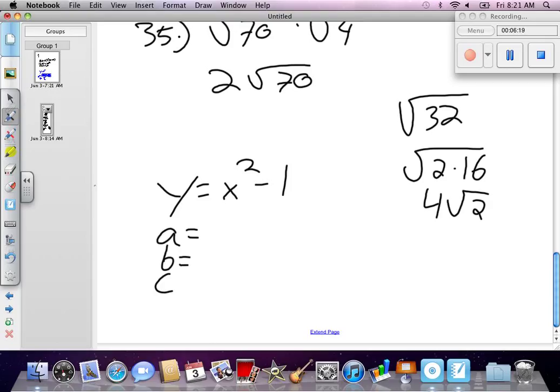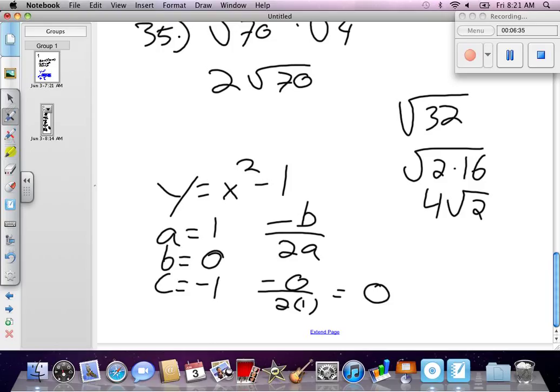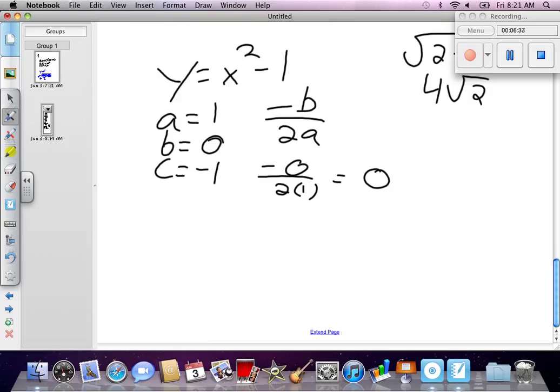First, I'm going to label A, B, and C. A is 1, B is 0, C is negative 1. Then I'm quickly going to find the axis of symmetry, which is negative B over 2A. So that's negative 0 over 2 times 1, which gives me 0. Then I'm going to plug that into my original equation. So y equals 0 squared minus 1. So y equals negative 1. So which graph has a vertex of 0, negative 1? B. So that's how we found B.